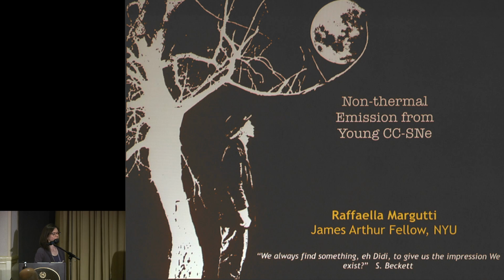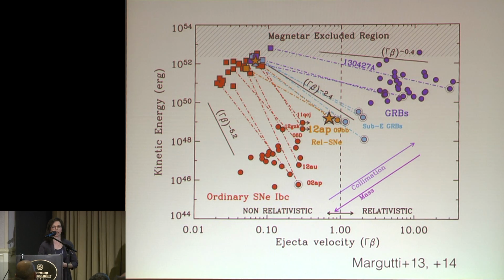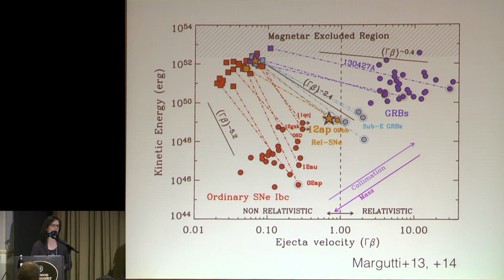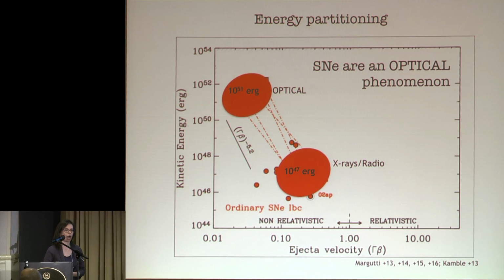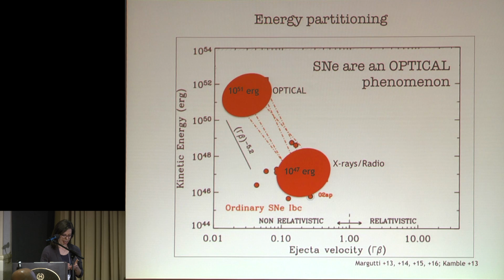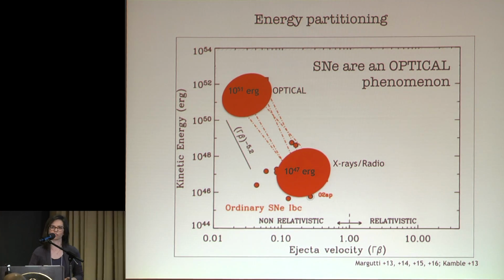So I've been assigned the topic of non-thermal emission in supernovae, and I'd really like to start from the kinetic energy profile of supernovae. Up until now, we have been basically considering the optical emission from supernovae. We have been studying it for a long time, and of course there is a reason: supernovae are an optical phenomenon.